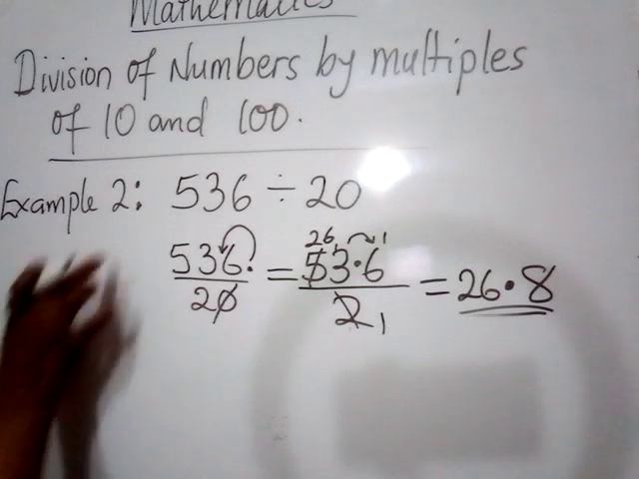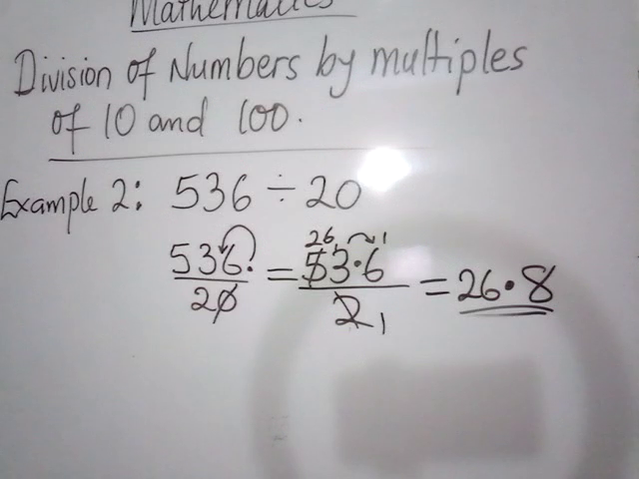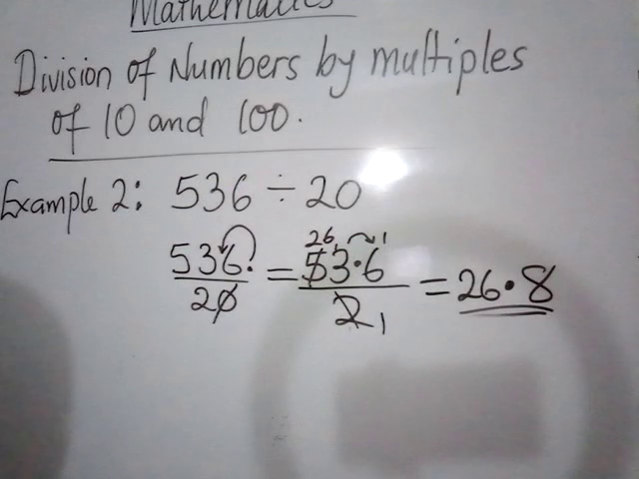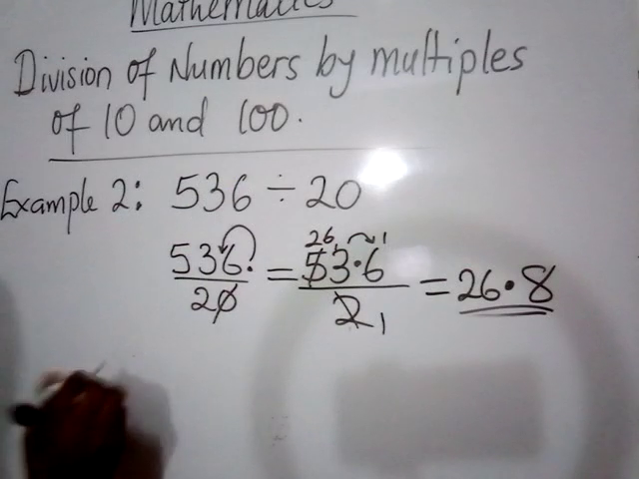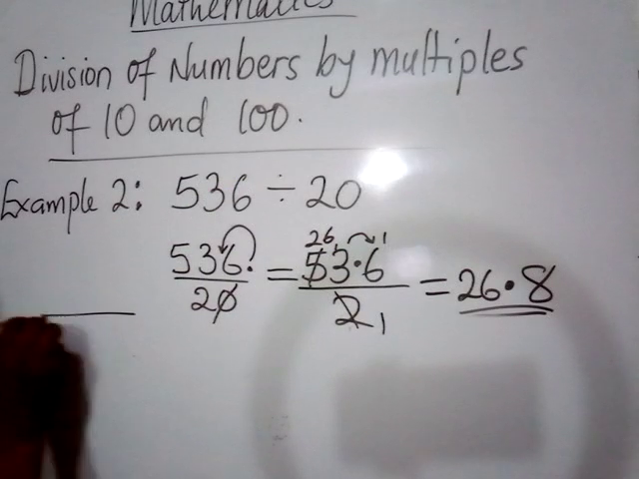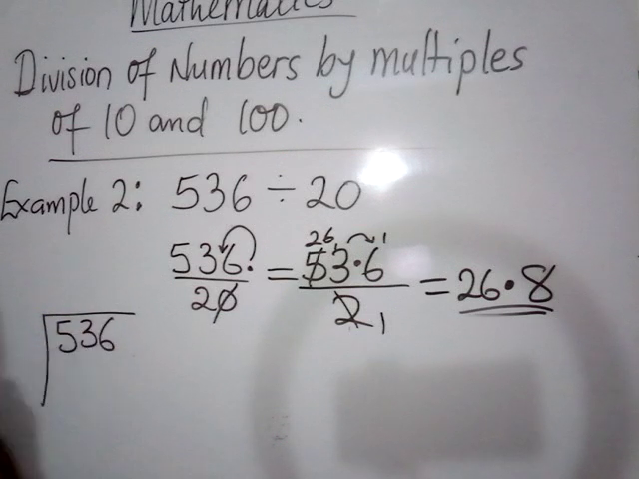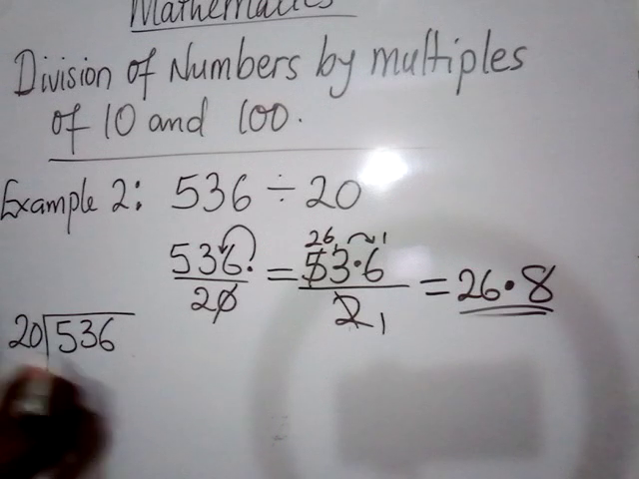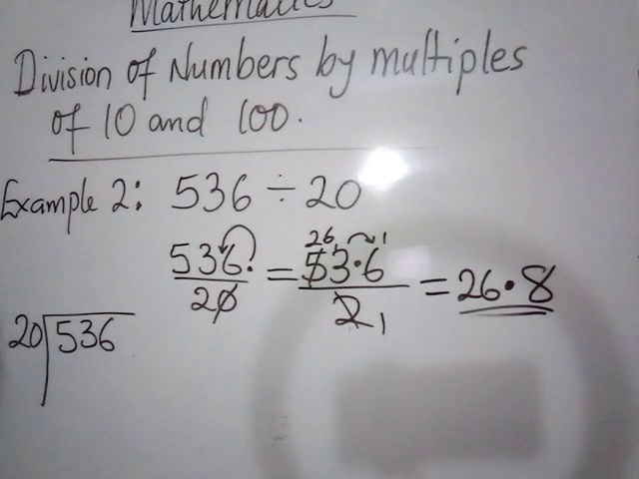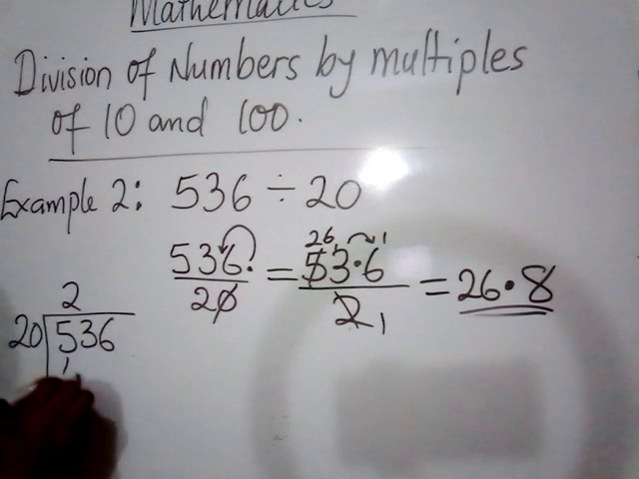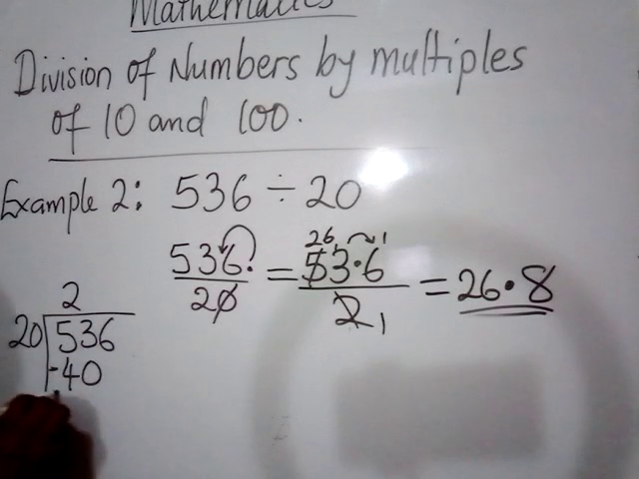Now, I will quickly use the long division method here in case there's somebody that is not comfortable with this method. Okay, so let's use the long division method. It's also what you can use. So you have 536 divided by 20. We know 20 can divide 5, so we take the first 2 digits. 20 to 53, we have 2. 2 times 20, we have 40. Now we subtract.